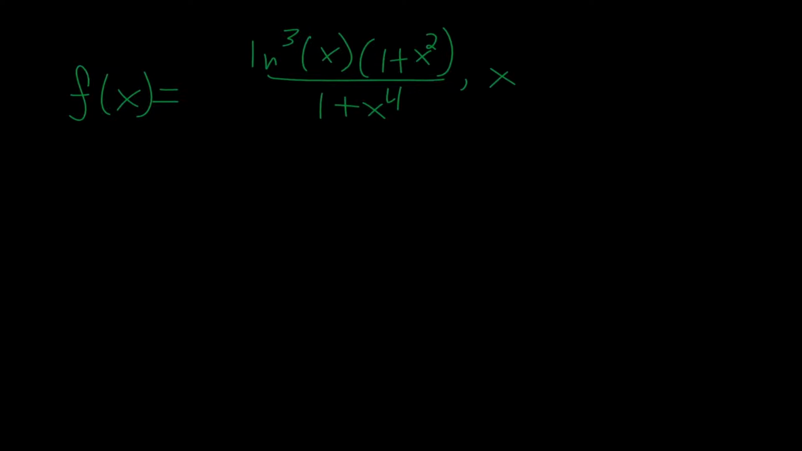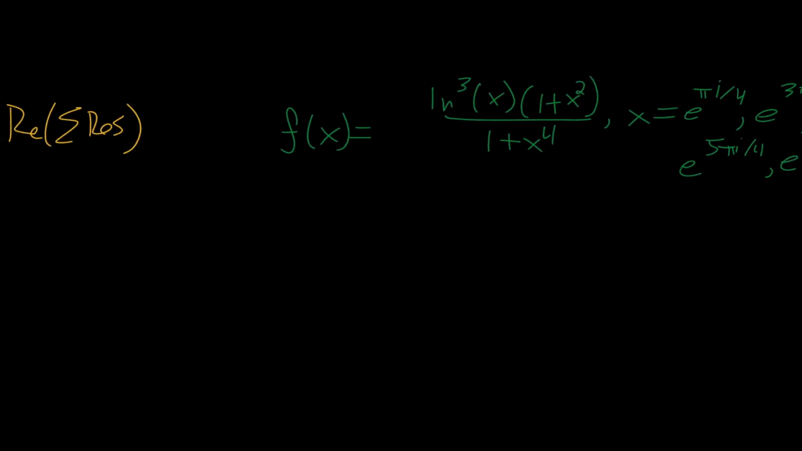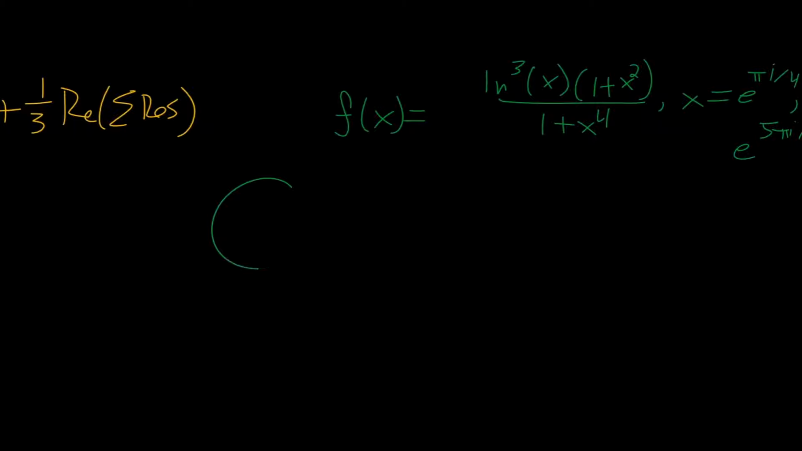Well, we know we're going to have poles whenever x equals e to the pi i over 4, e to the 3 pi i over 4, e to the 5 pi i over 4, and then finally e to the 7 pi i over 4. And the cool thing is, if you were to look at these graphically on the complex plane, they would just fall like this: 4 corners of a circle, each a 45-degree angle from any given axis, which is really cool.